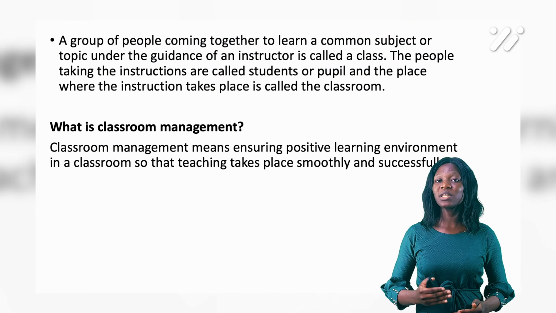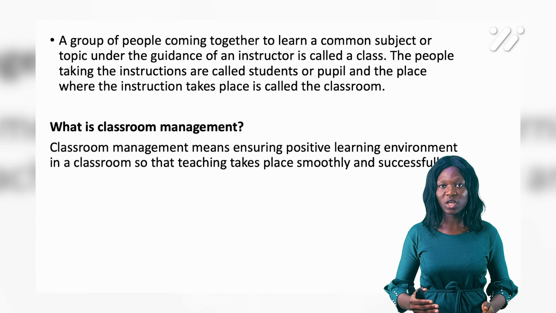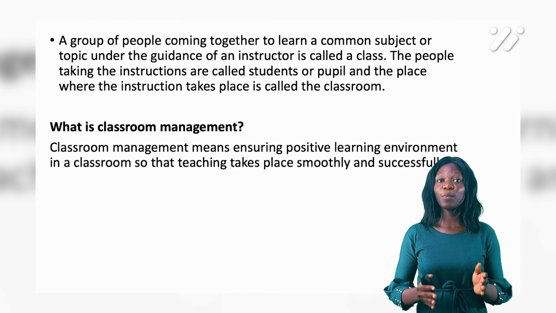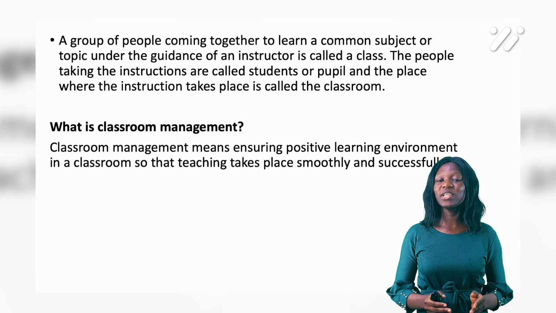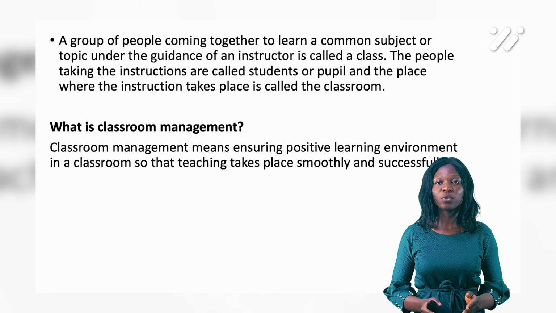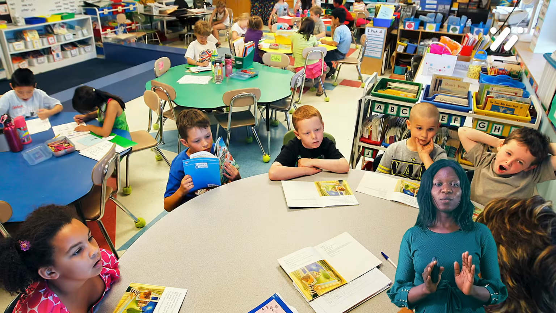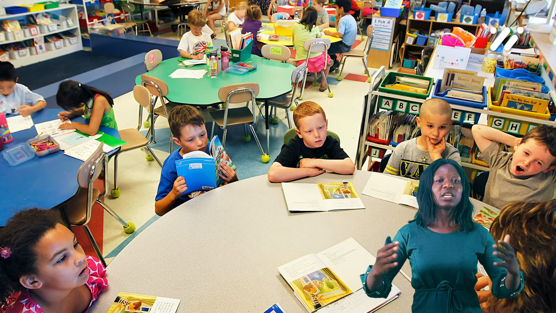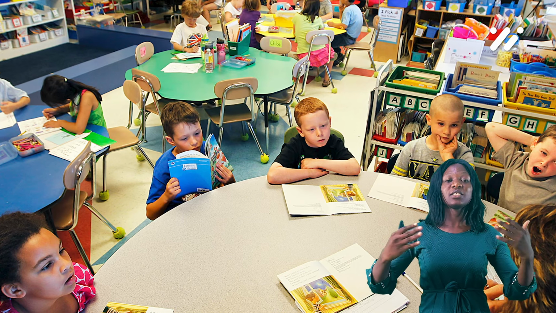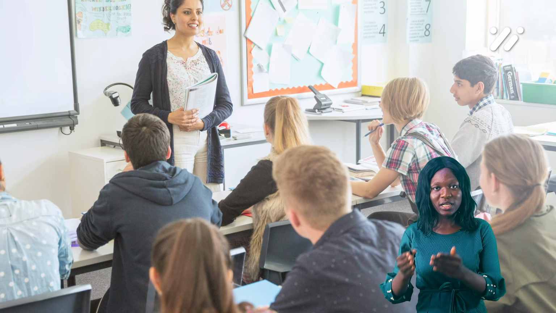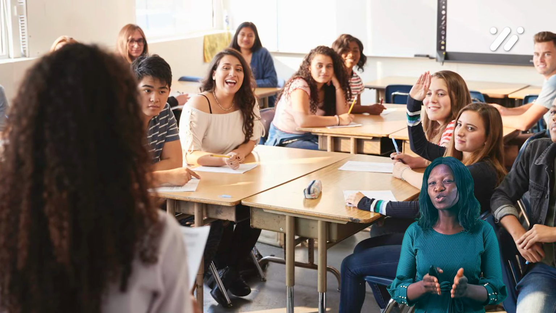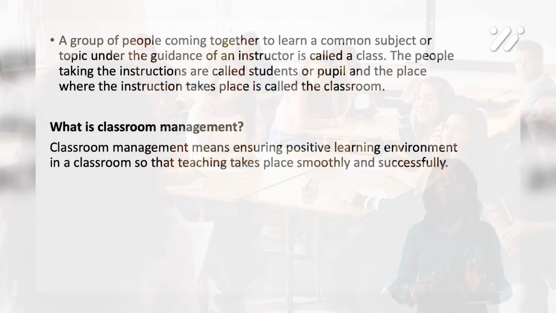Now the people who are taking the instructions are called students or pupils. And the place where the instruction takes place is called the classroom. Now, look at it this way. There is a class, which is people coming together with the guidance of an instructor. The people taking the instructions are called students or pupils, and the place where the instruction takes place is called a classroom.